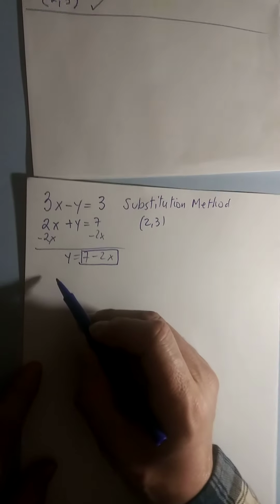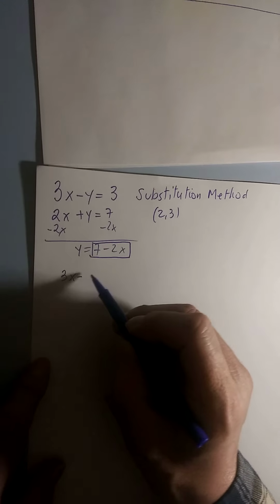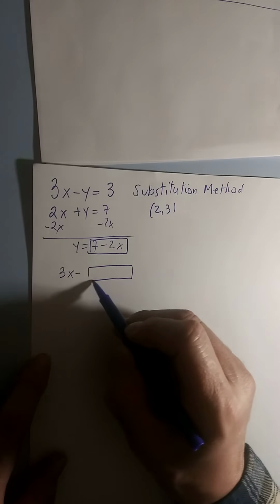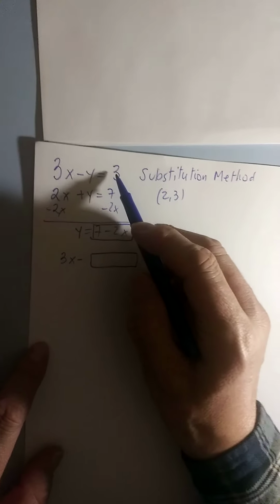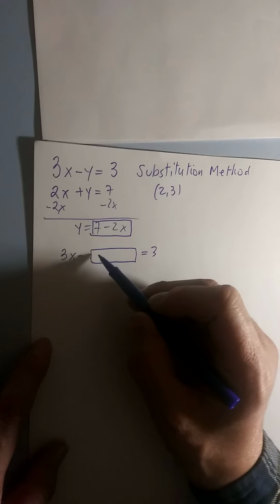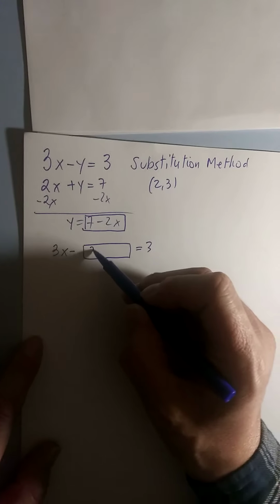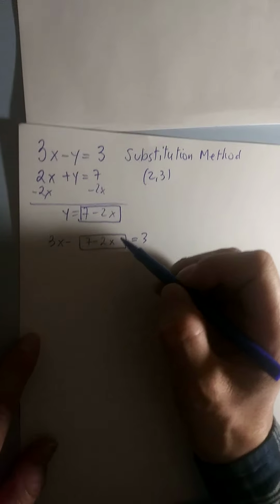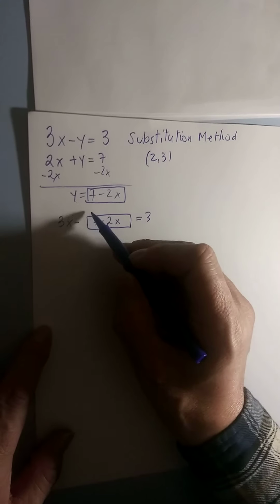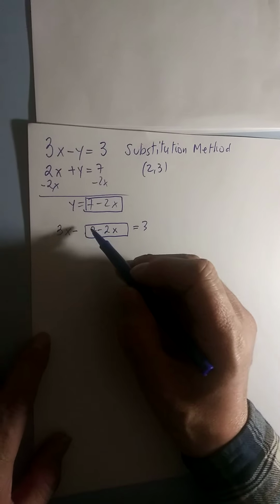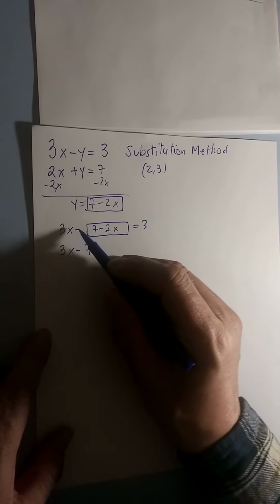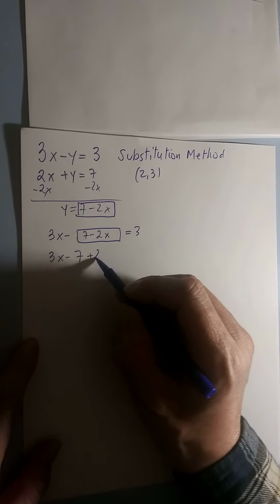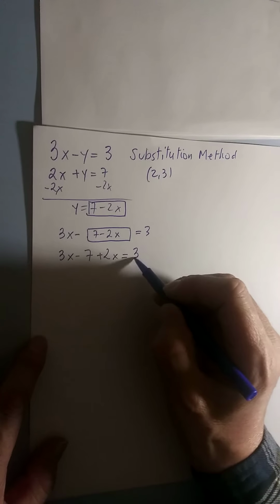So let's go back to the first equation. 3x minus y. Okay, this is y. I'm going to represent y by this box. Equals 3. That's the first equation. Inside here, I'm going to put 7 minus 2x. Let us simplify this. This box acts like a pair of parentheses. So 3x minus 7, minus times minus is plus 2x equals 3.